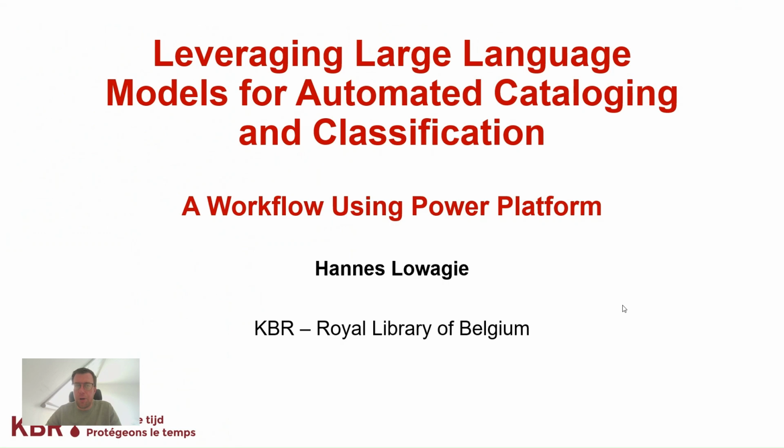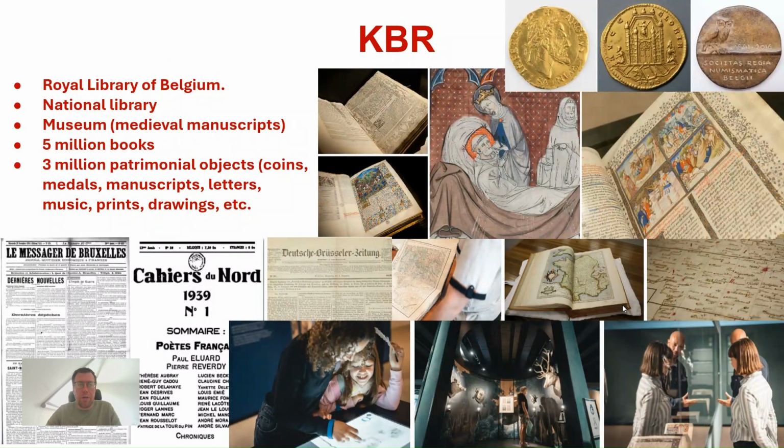I will talk today about how we use in KBR a large language model for automated cataloging and classification. I am Hans Loagi and I work in KBR, and KBR is the National Library of Belgium. We have a lot of books, but we have also a lot of patrimonial objects like coins, medals, manuscripts, and so on.